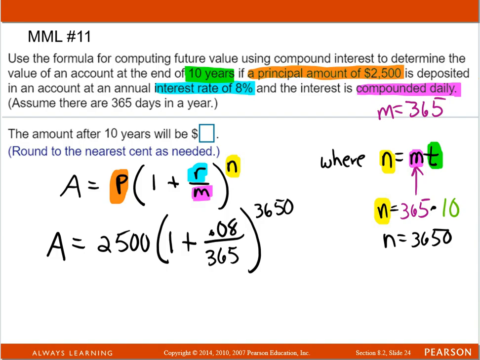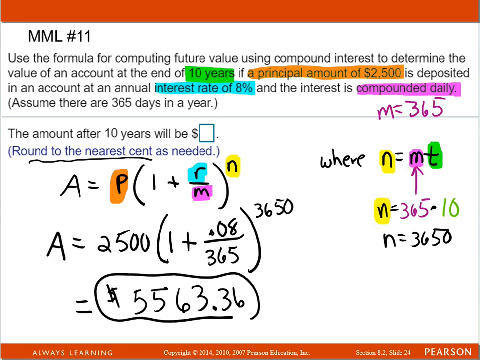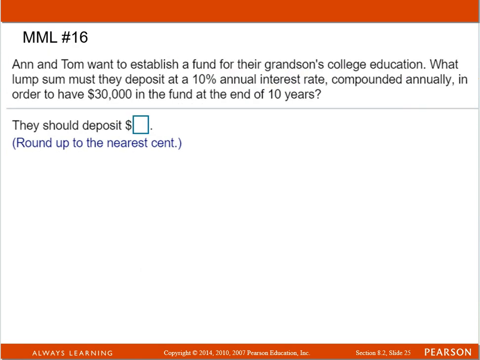And again, it's you and your calculator, and if you have it in the math print mode, this is really easy on that calculator that you were supposed to buy. And this one comes out to be, and again, it's money so round to the nearest cent, $5,563.36 is the final answer to number 11. And that didn't take me very long, so I'm going to do another one.